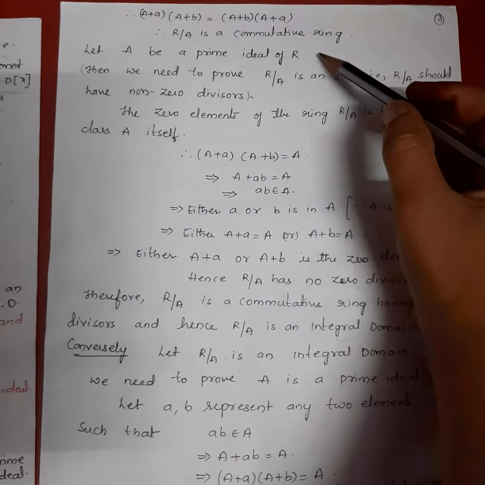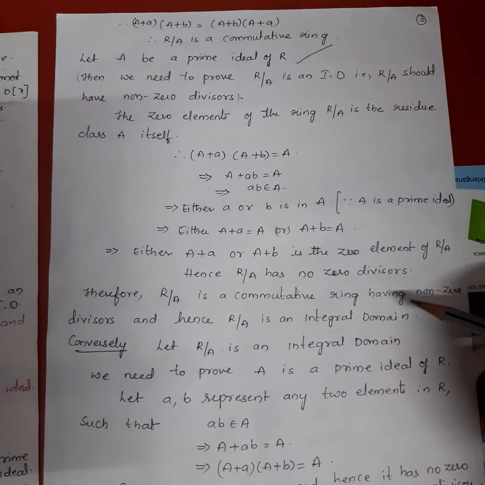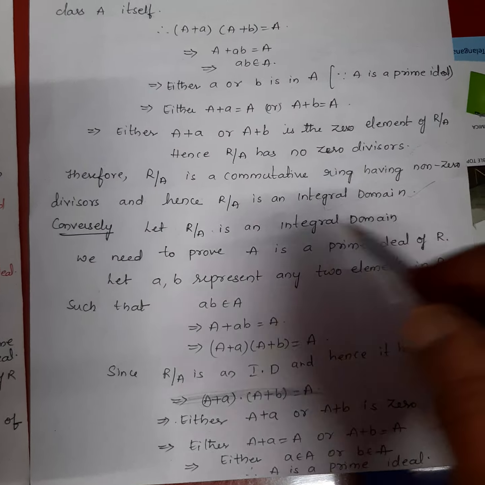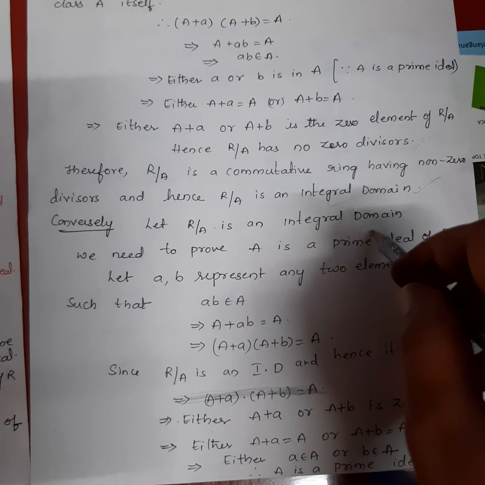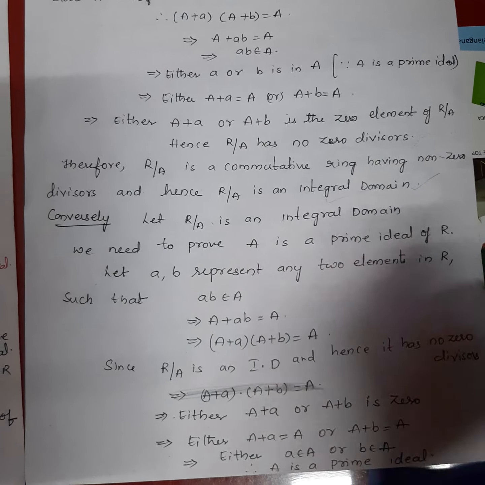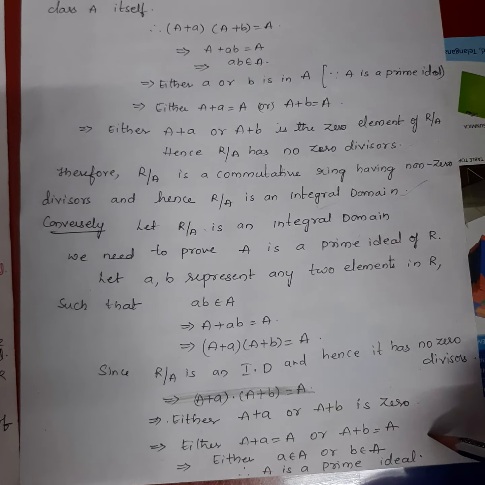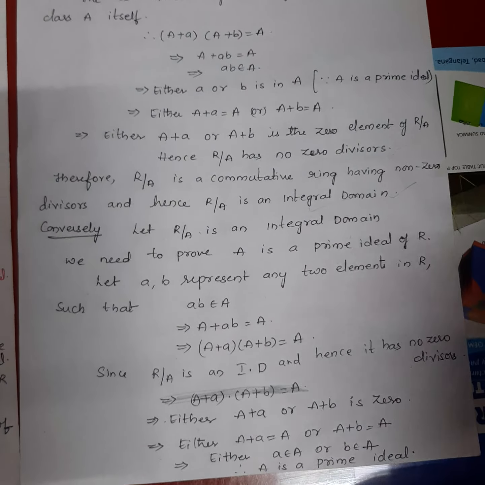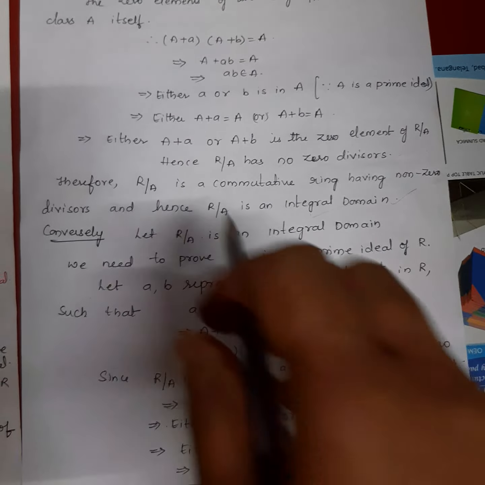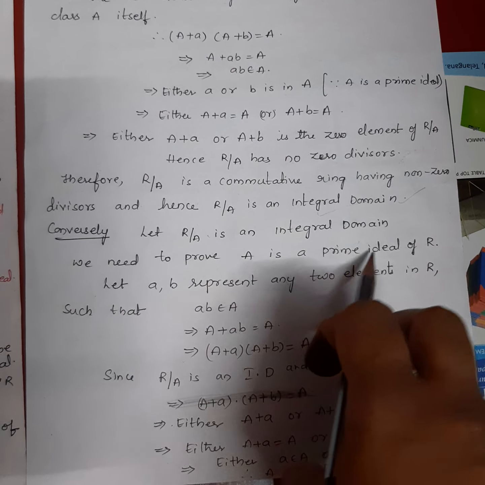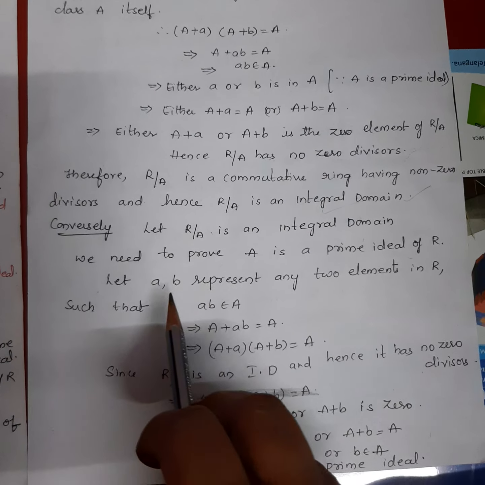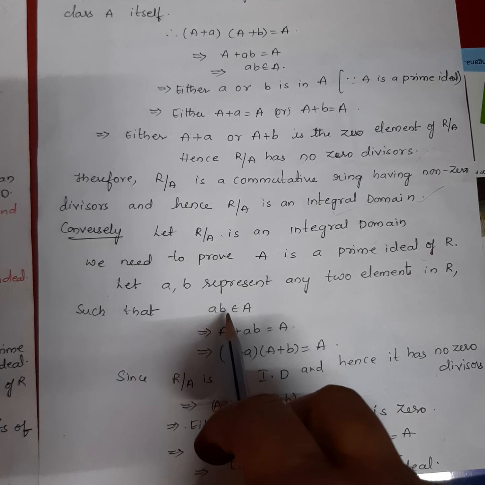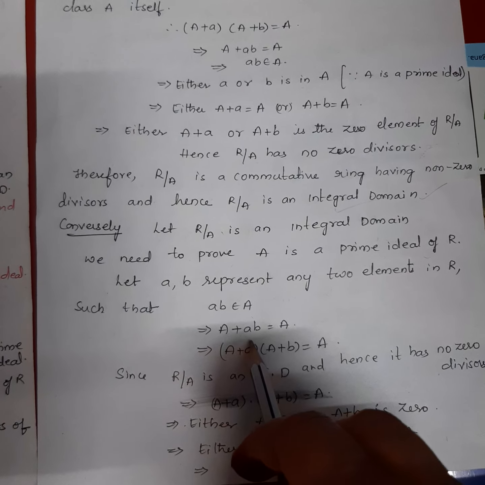If it has no zero divisors, therefore R/A is an integral domain. We took A is a prime ideal and we have proved R/A is an integral domain. Now conversely we consider R/A is an integral domain and we are proving A is a prime ideal. To prove this we must show that either a belongs to A or b belongs to A, if the product belongs to A. So we need to prove A is a prime ideal of R. Let a, b represent any two elements in R such that ab belongs to A.